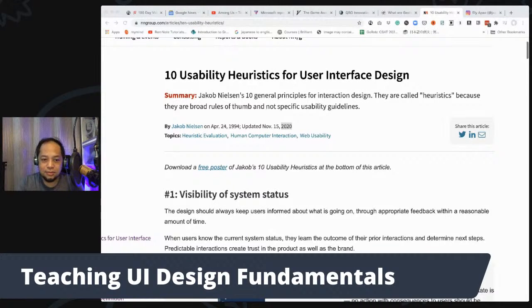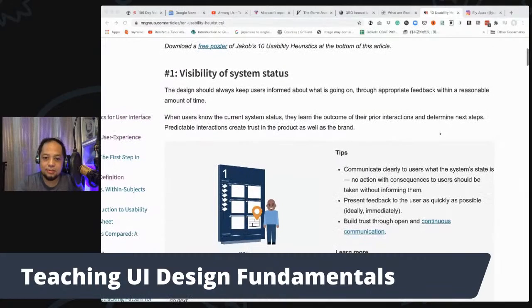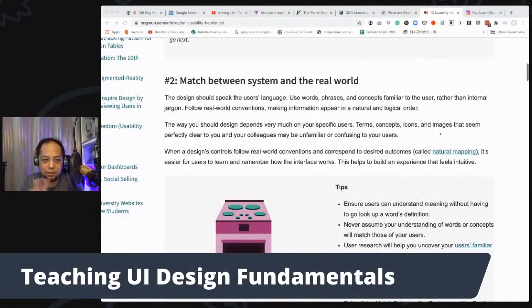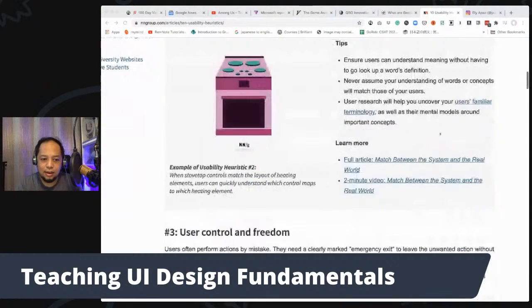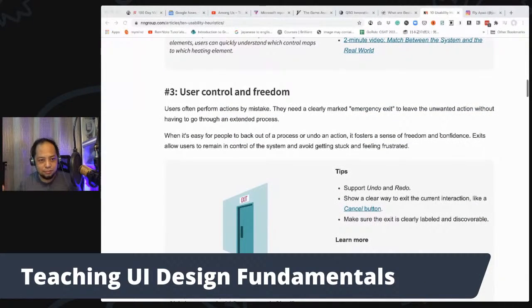One is visibility of system status. You should be able to know where you are right now. You should be able to match the real world: whatever is happening in the real world should be reflected in the UI, and you should give freedom and control to users. Don't restrict. These are the fundamentals that I teach.